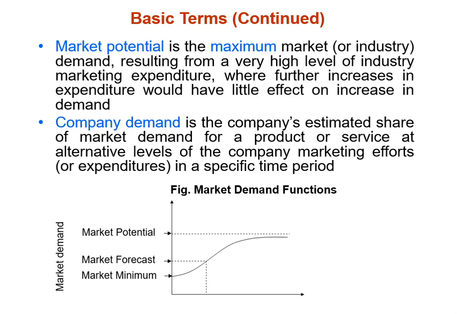Basic term, market potential. Here's the graph. This graph says how the market, if it is minimum, what is the marketing forecast and marketing potential, how it will meet the demand of the consumer. So market demand function, how it works. Marketing potential is the maximum market or industry demand resulting from a high level of industry marketing expenditure, where a further increase in the expenditure would have little effect on the increase in demand.